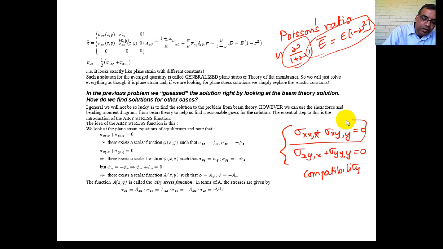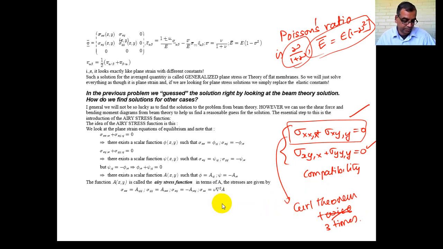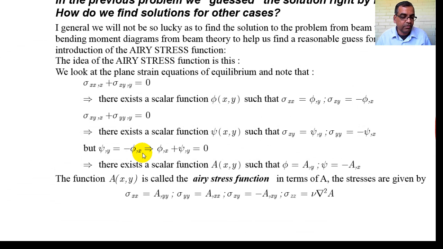Whenever you have just two variables like this, we are going to use our curl theorem twice. Once for this, once for this, and actually not even twice, 3 times. Isn't that amazing? We're going to keep using the curl theorem over and over again. So let's see how that works. And this is the heart of what is called the Airy stress function.